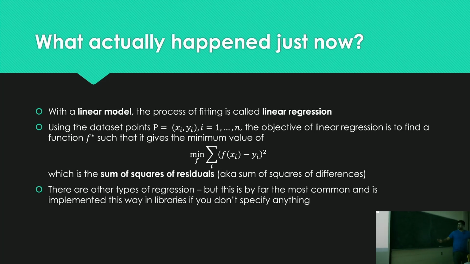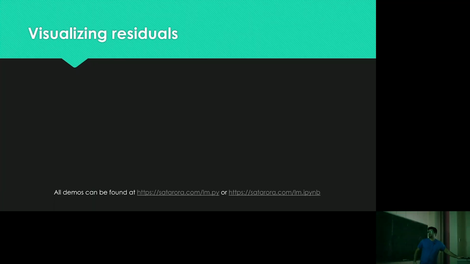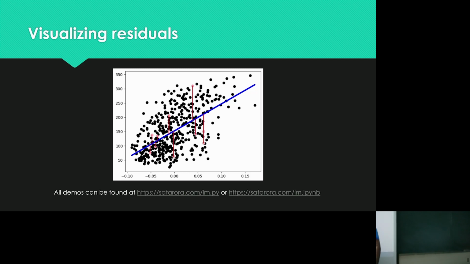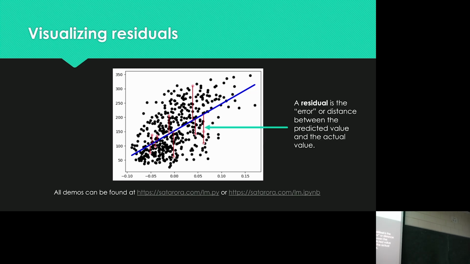There are other types of regression, or ways of optimizing, but this is by far the most common, and it's implemented this way in libraries if you don't specify anything. So residuals: if I take this point right here, this is what the model predicts for this input, because it's a line. If I have this x value, then the y value would be here. That is what we call a residual. I used a different line, but you get the idea. A residual is the error or distance between the predicted value and the actual value.